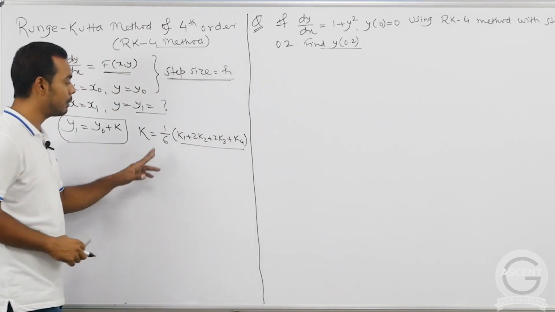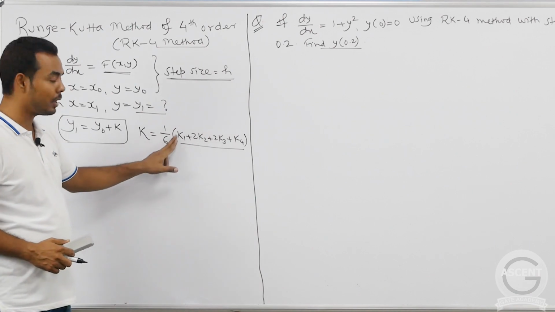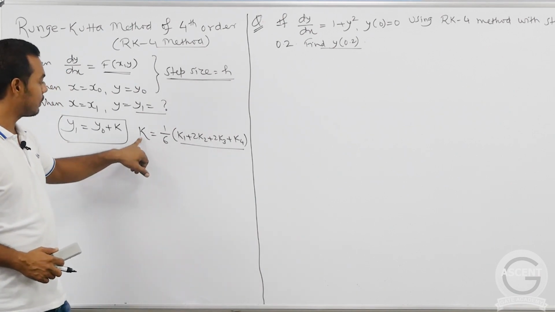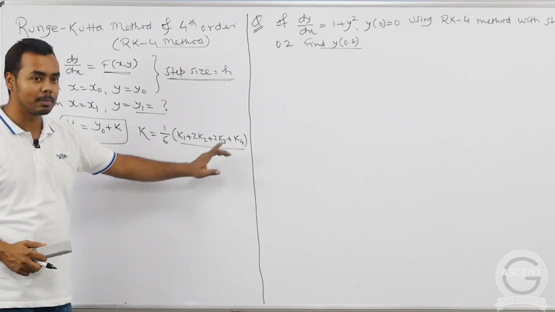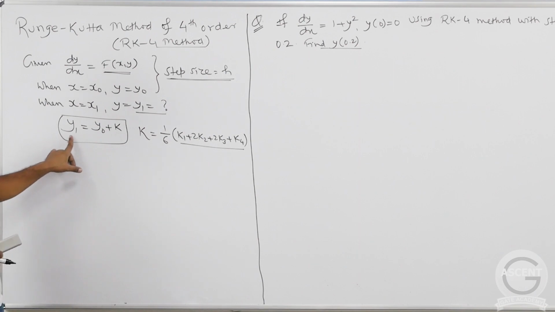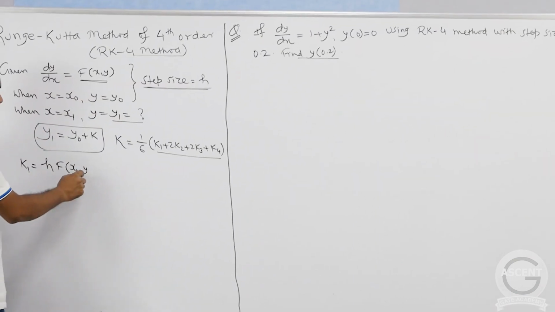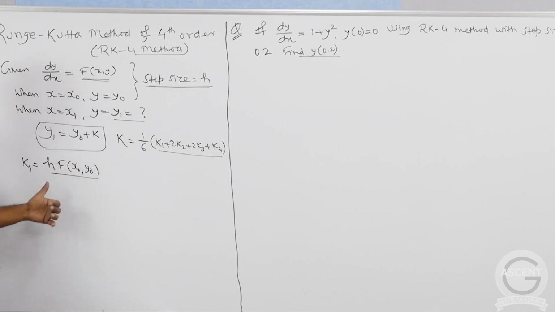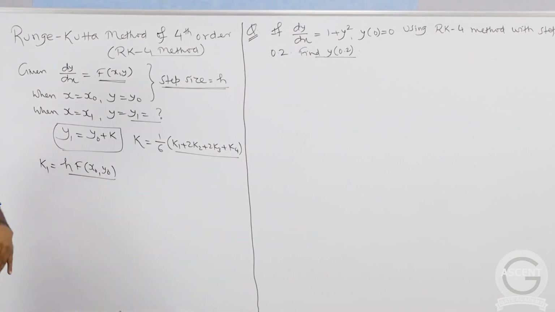Why are we dividing by 6? Because we have 2 and 2 here, one hidden coefficient here and one here. So the formula for k will be 1/6 of k1 plus 2k2 plus 2k3 plus k4. Once you have calculated k, then the value of y1 will be y0 plus k. Now the formulas for k1, k2, k3, k4 are: k1 is h into f of x0, y0. This is similar to Euler's method and RK2 method. k1 will be h into f of x0, y0.